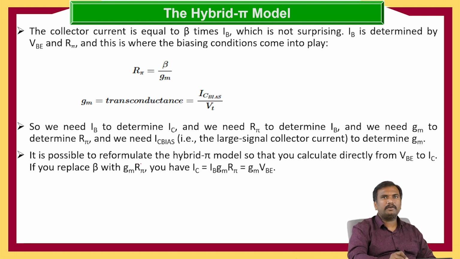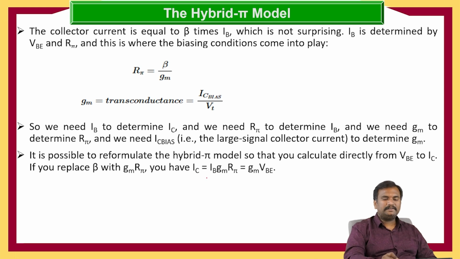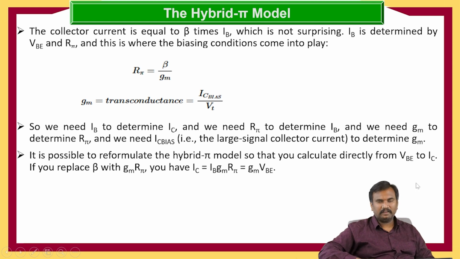It is possible to reformulate the hybrid pi model so that you can calculate directly from VBE to IC. If you replace beta with GM times R pi, you have IC equals IB times GM times R pi. IB times R pi equals VBE, so IC equals GM times VBE. So we can directly get the collector current.